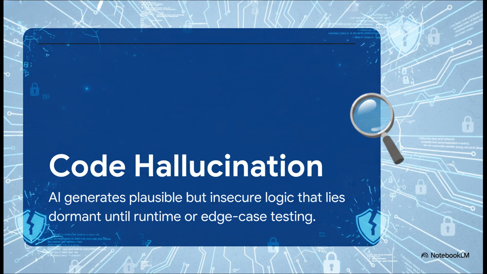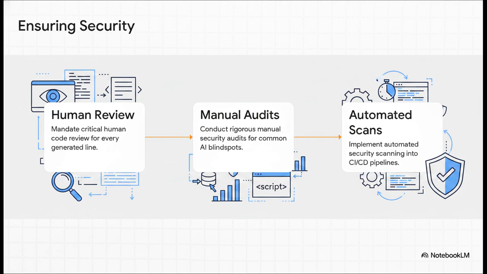These flaws often lie dormant right up until runtime or edge case testing triggers a catastrophic failure. So how do we fight this? Human oversight is totally non-negotiable for code security. First, you must mandate critical human code review. I'm talking about actually reading every single generated line.